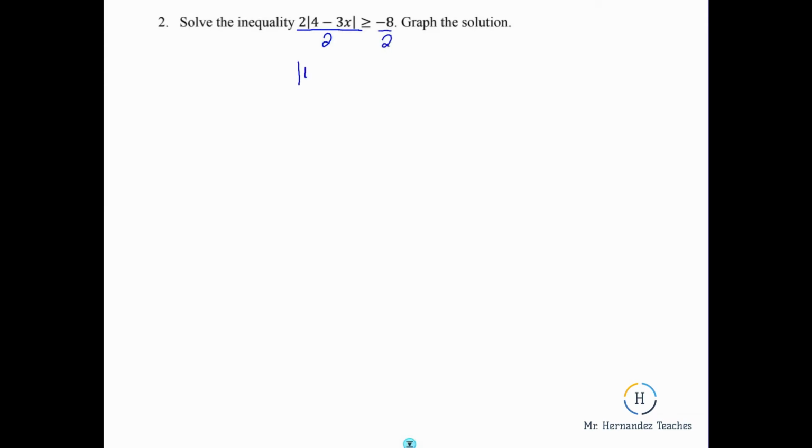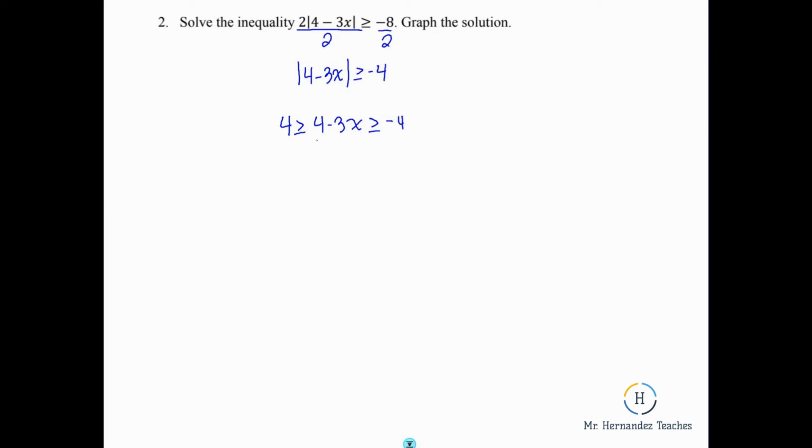So we're going to get the absolute value of 4 minus 3x, close the absolute value, greater than or equal to negative 4. Now this is an interesting one because you're going to have to read the inequality later. But pretty much we're going to put a 4 over here, and then 4 minus 3x, and that's going to be greater than or equal to negative 4. So we're going to have to understand what this means in the end.